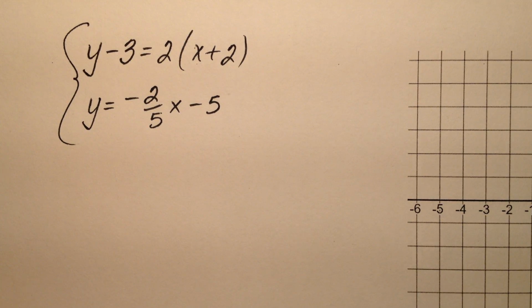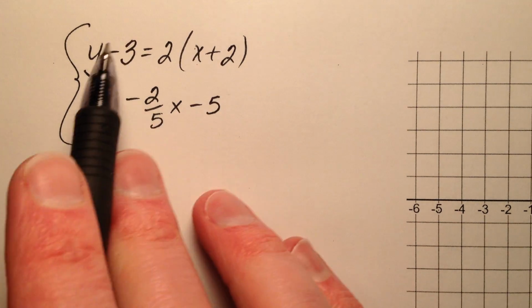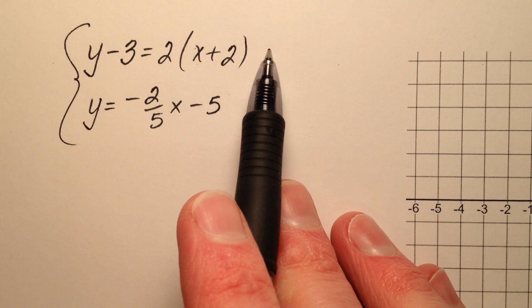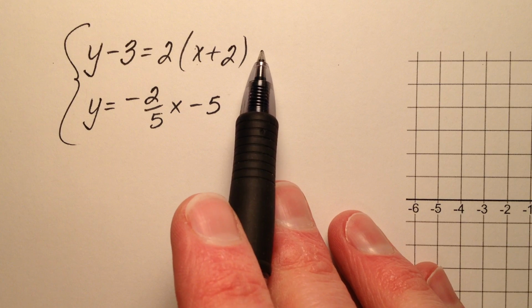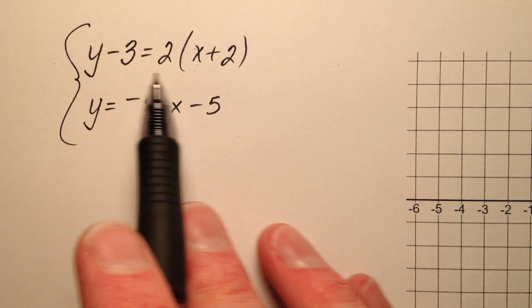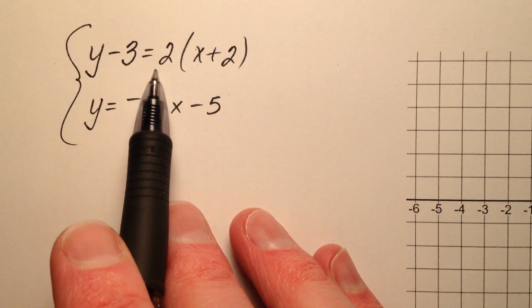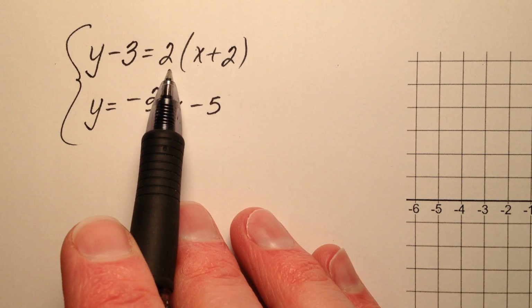In this example, we're going to solve this system of linear equations by graphing. So you'll see the first equation is in point-slope form. So the first thing we can do is grab the point from the equation, and then we can use this slope of positive 2 to create more points.